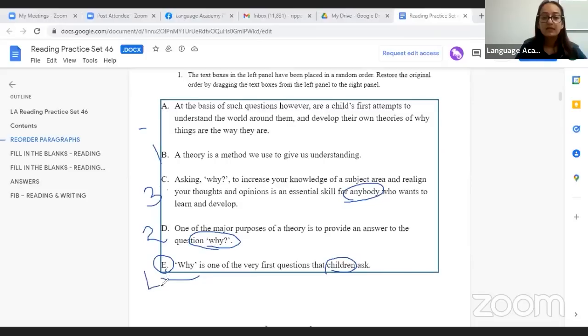And then you have two sentences about children, and this one has however. So we first have to find the opposite of however. So let's say, why is one of the first questions that children ask. However, at the basis of such questions are a child's first attempts to understand the world around them. So this was continuation. First you talk about children and then you explain something about children. So never ignore these kinds of things. They are very important. Okay, I hope it's clear now.